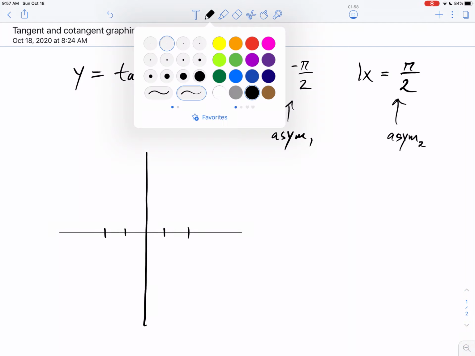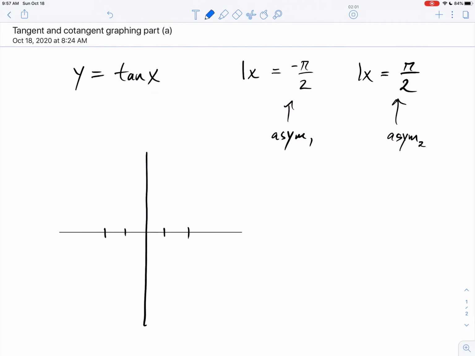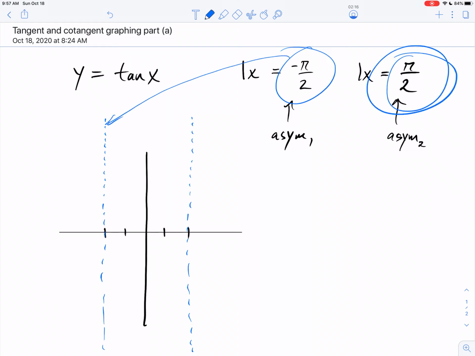I'm just going to sketch it out real fast here. Here's my first asymptote. Here's my second asymptote. Asymptote, asymptote, 1, 2, 3. There should be 3 locations between your 2 asymptotes. And here's how it's going to look.